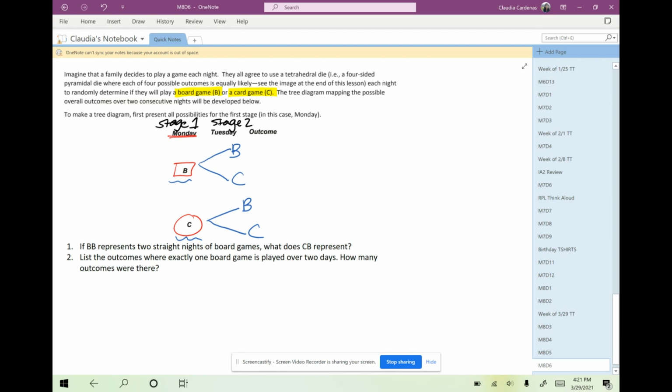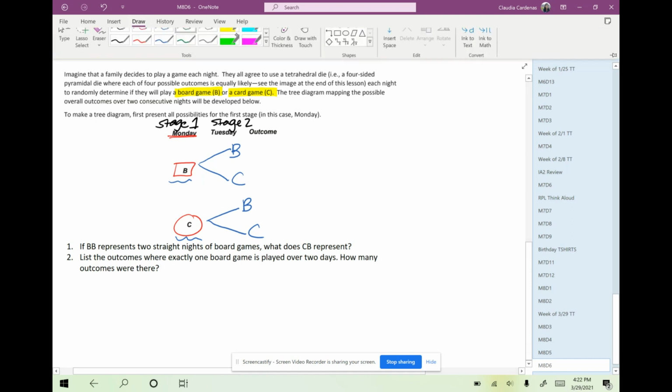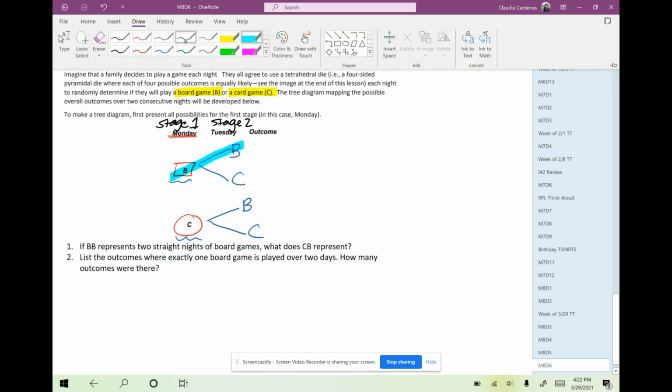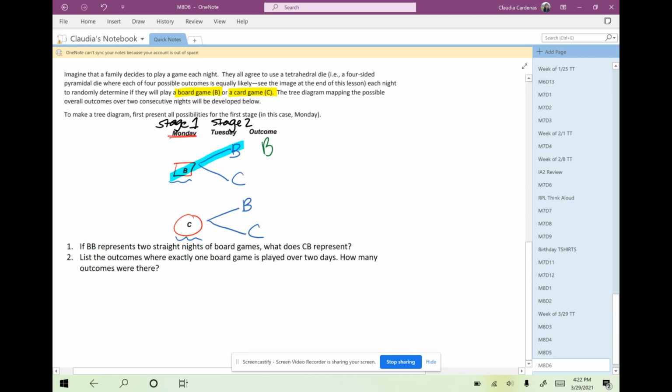Now that we have drawn the branches of our tree, we are going to list out the outcomes, and it may be a lot easier to use highlighters or colored pencils at this point so we can see each possible outcome. Let's start with Monday. On Monday, I could play board games, and I could then play board games on Tuesday. So we would list that as BB. In other words, we would play board games on Monday and Tuesday. That's how we write it.